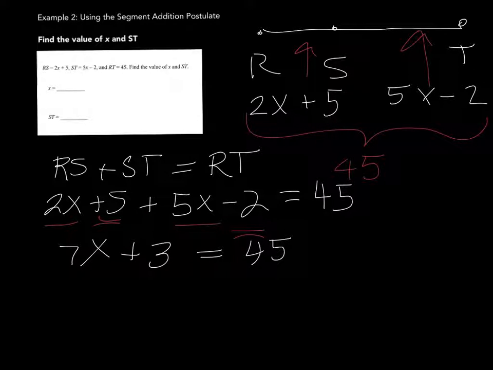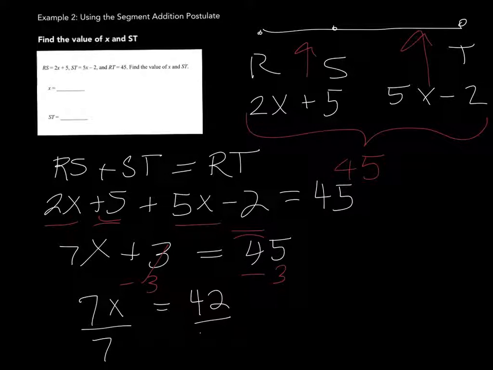All right, now we have a pretty simple two-step equation. So we know we're going to subtract 3 from both sides because we're trying to isolate x. We're left with 7x equals 42. And last but not least, we're going to divide both sides by that coefficient of x, 7. So when we solve for x, x is equal to 6.